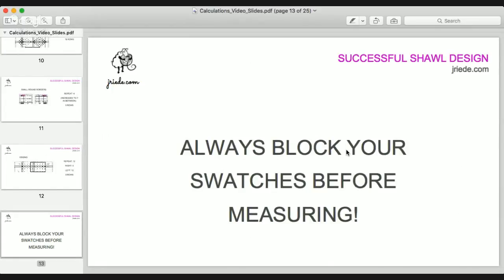I think I mentioned this already, but before you take any measurements, and we will transition from stitch counts to the calculations, actually, we need our swatches, and we need to measure our swatches. So before you take measurements, please block your swatches. Always treat your swatches the same way you would treat your finished object. Otherwise, your measurement will not be accurate.